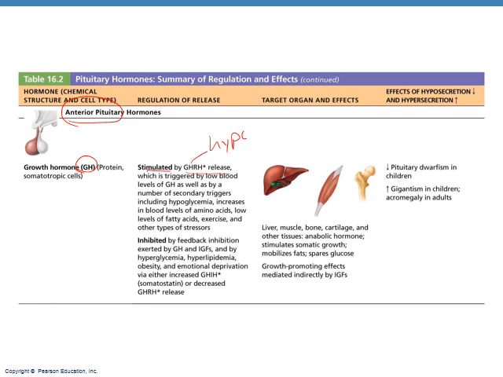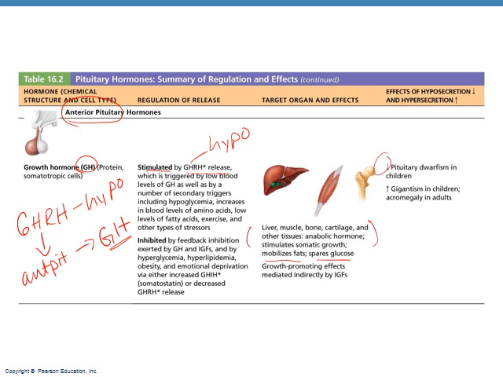Remember that came from the hypothalamus. So GHRH from the hypo is going to stimulate the anterior pituitary to release growth hormone. Where's this growth hormone going to go? Liver, muscles, bone, cartilage. What's it going to do? Mobilize fat, spare glucose. And what happens if you have too much or too little?